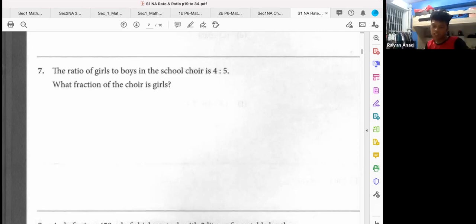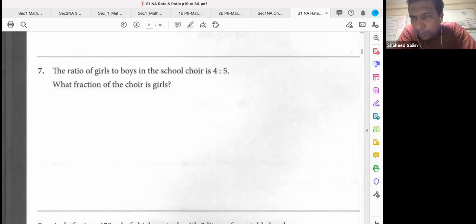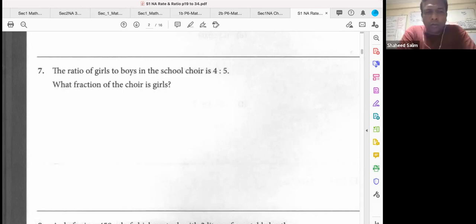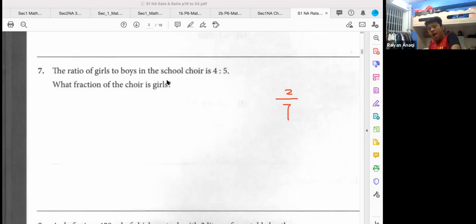So is the answer 8 1/2? Sorry? 8, 1 over 2. So now, okay, fraction, you tell me, this is a normal fraction, 2 over 7. This is a fraction. So now, how do we know what fraction is what?